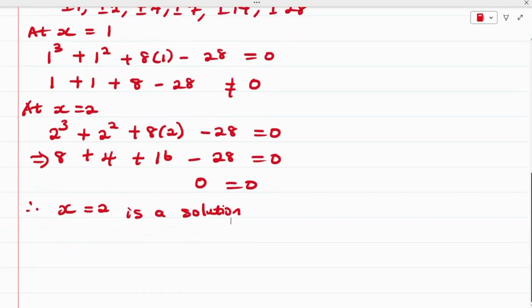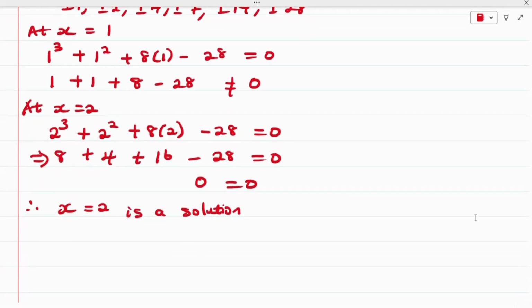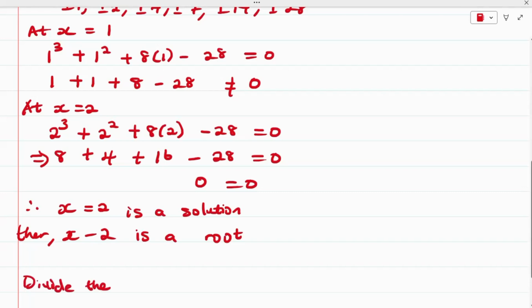So if x equals 2 is a solution, then we can easily say that x minus 2 is a root. Alright, so I've been able to find the first root right here. So the next thing we want to do is to simply divide the polynomial, and the polynomial is given as x^3 + x^2 + 8x - 28. You want to divide this by the root, which is what?